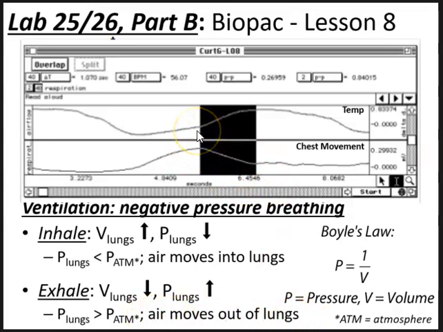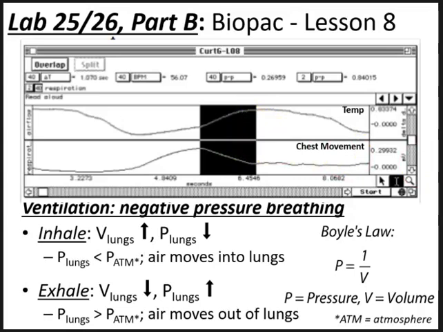And as air is moving out of the lungs, we can see the temperature change, we have an increase in temperature, okay? Because basically we are exhaling air out of the lungs that has had time to sit in the chest and warm up. So the air leaving the body is a lot warmer compared to the room temperature that the volunteer is breathing in.